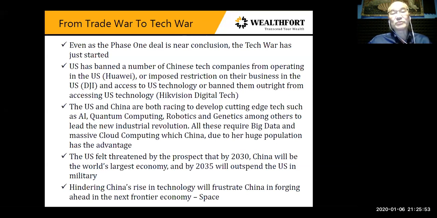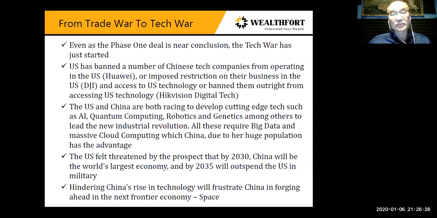Now, the US and China are both racing to develop cutting-edge tech such as AI, quantum computing, robotics, and genetics, among others, to lead the new industrial revolution. All these require big data and massive cloud computing, which China, due to a huge population, has the advantage in. Okay, because when it comes to AI, it's often about allowing the AI to learn. Now, the greater the data, the better it will learn. And China has such a huge population, so the data streaming will be huge.